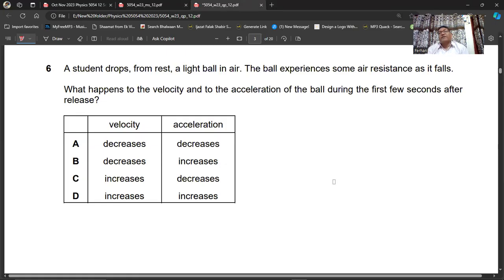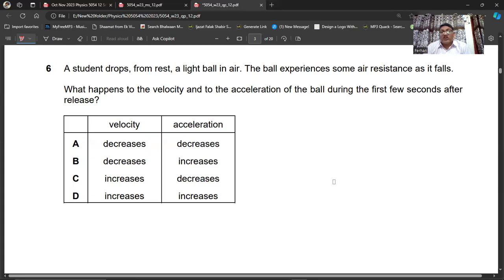Due to this, what happens? Because the weight remains the same, the resultant force decreases, so the acceleration decreases. And after some time, it's possible that the acceleration might become zero when the air resistance and the weight become equal to each other. Resultant force will be zero.